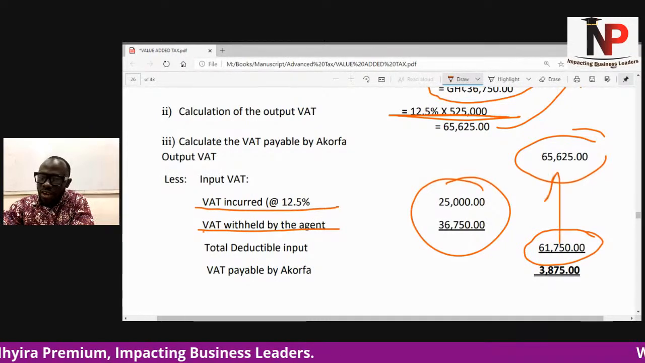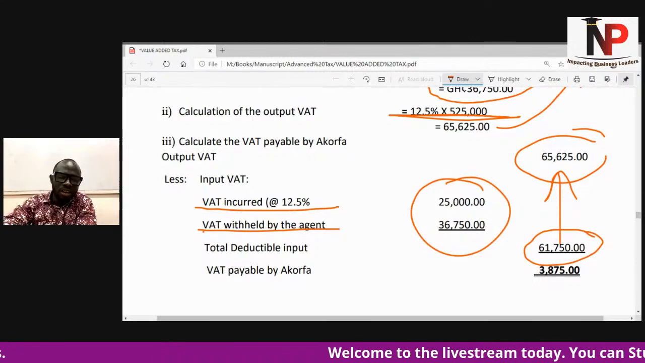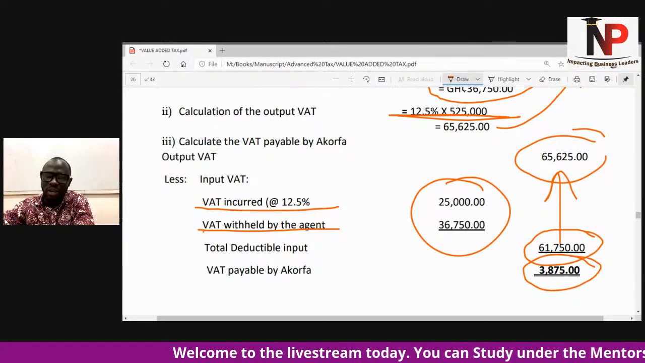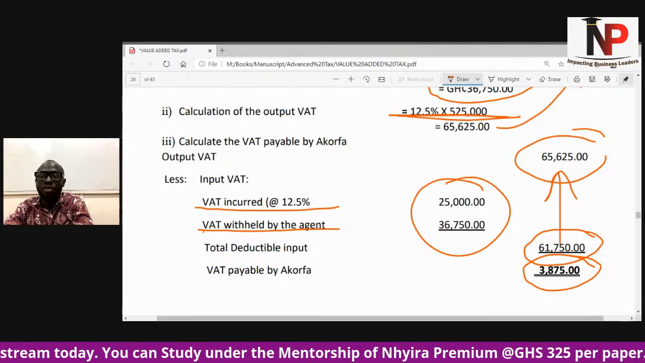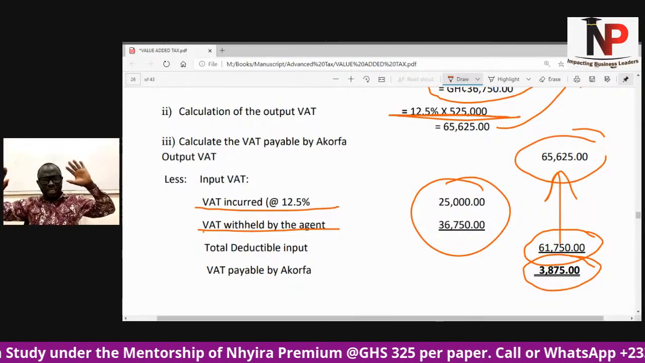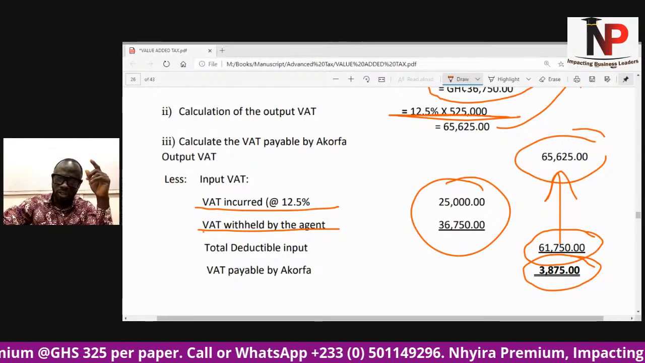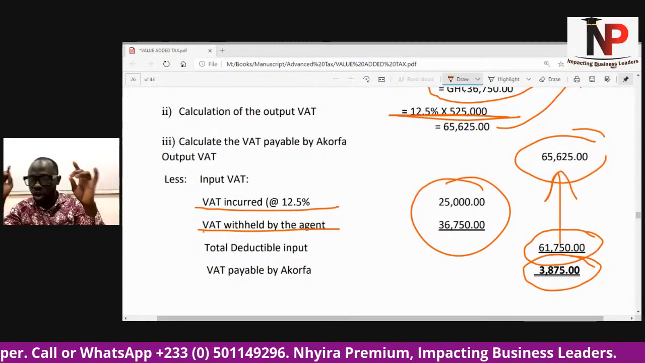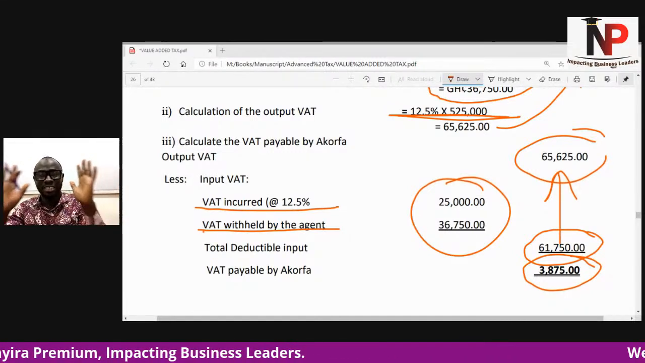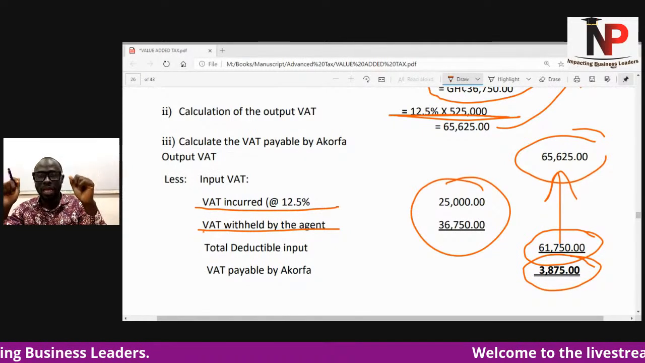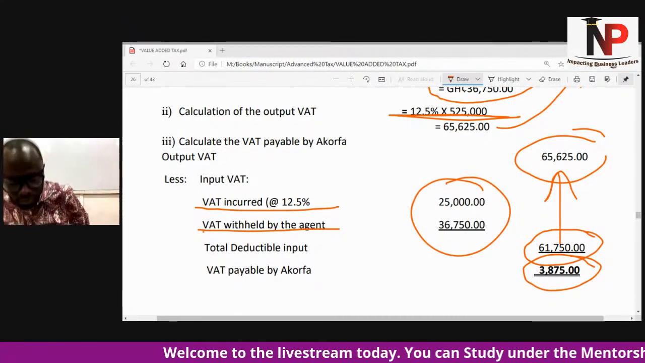So we now take that from the output VAT he charged, and now the VAT payable to the Ghana Revenue Authority is going to be 3,875 Ghana cedis. I hope you are getting the principle so far. Very, very important. Please comment in the chat box if you have any questions for me, if there are any things that you don't understand, because this is a real deal area that you must make sure you get the principle very well.